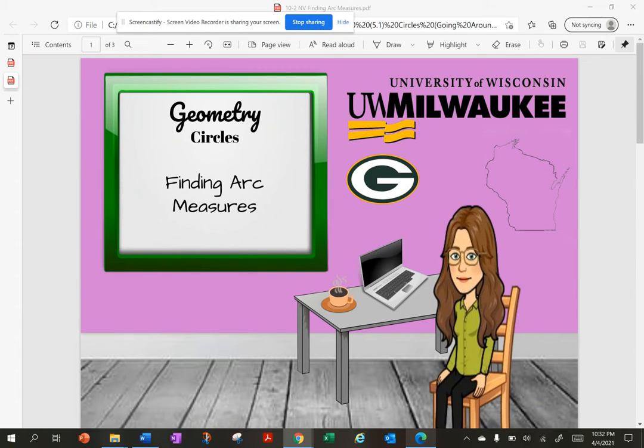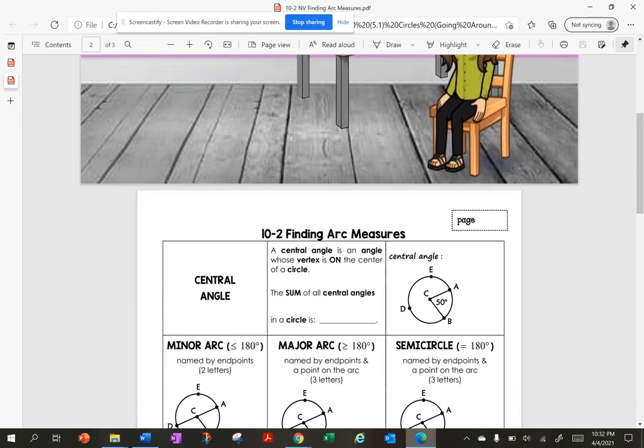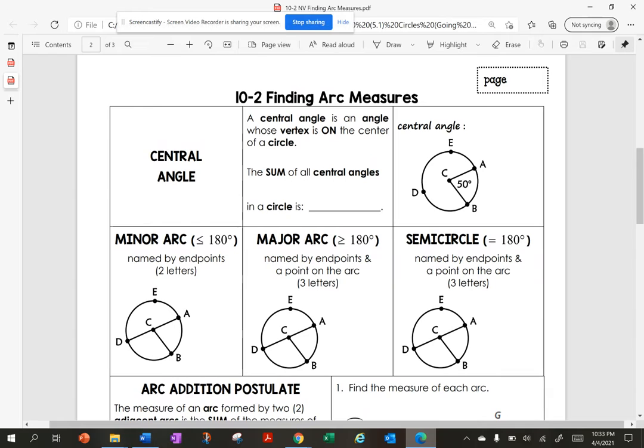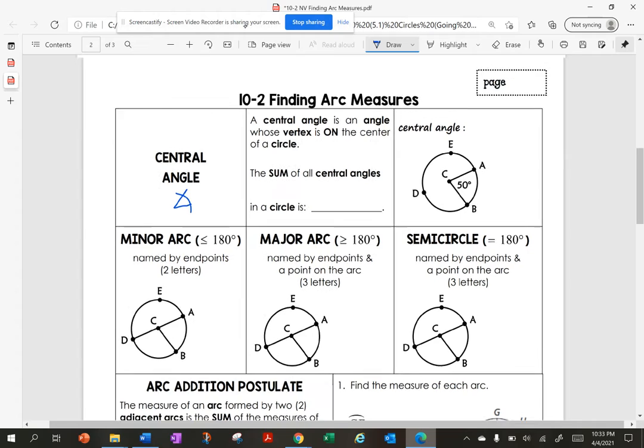Today's lesson is finding arc measures. Okay, a central angle from our vocabulary is an angle whose vertex is on the center of the circle. The sum of all central angles in a circle is 360 degrees.